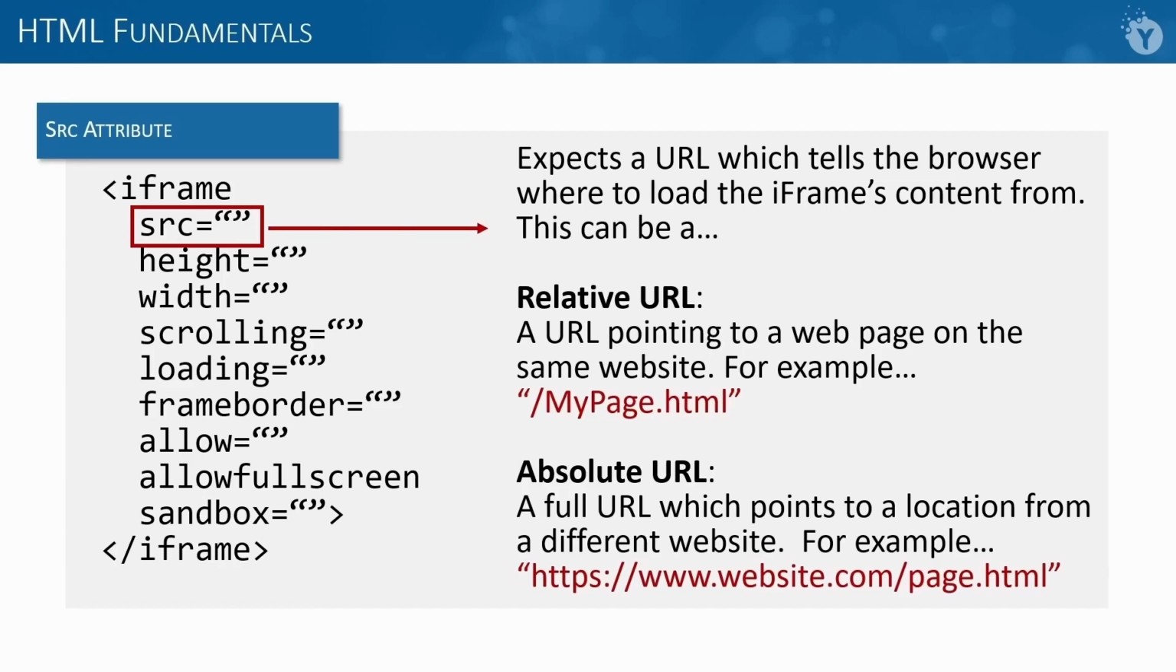This can be a local URL which is relative to the page containing the iFrame, or it can be an absolute URL which points to another website entirely. Either way, this URL needs to tell the browser where to load the content from. We'll look at a few examples of this when we write some HTML code in a bit, but for now, know that this is where you specify the content's address.